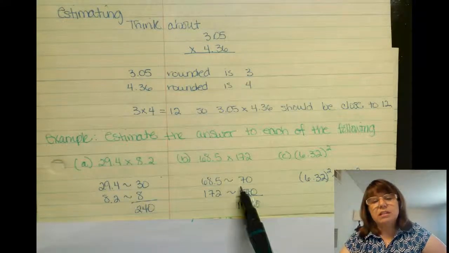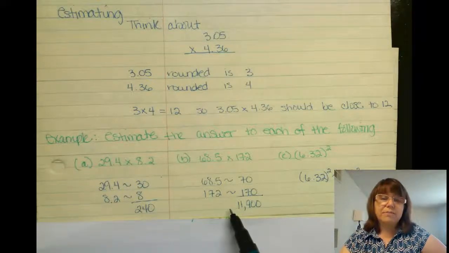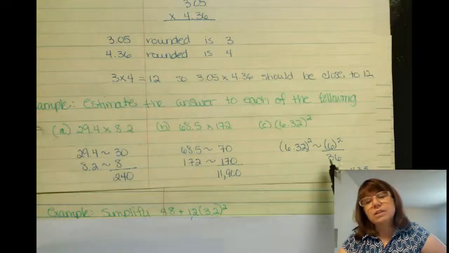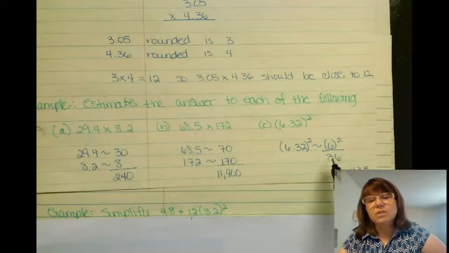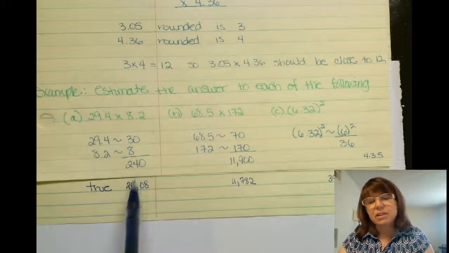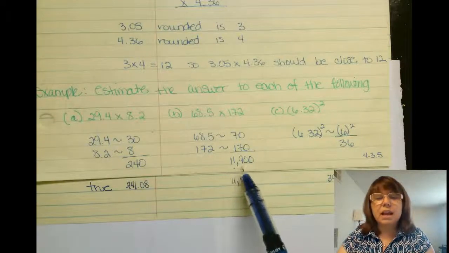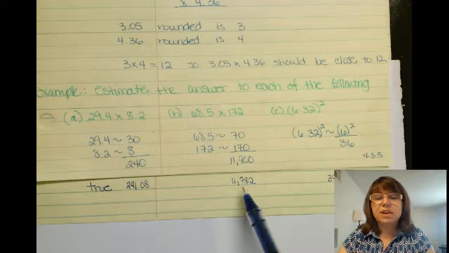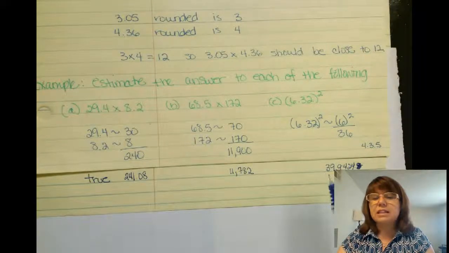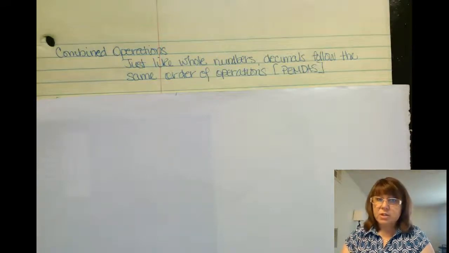68.5 is really close to 70. 172 is close to 170, and if I multiply those two together, I get 11,900. And then 6.32 squared, well, 6.32 is really close to 6, and 6 squared is 36. What are the true solutions? So if I got 240 by estimating, the true solution is 241.08. That's pretty close. I estimated 11,900. The real solution is 11,782. And I estimated 36, and my real solution is 39.9424.